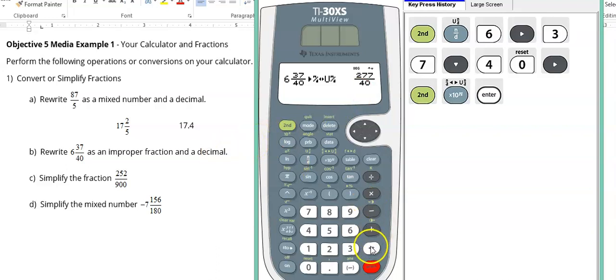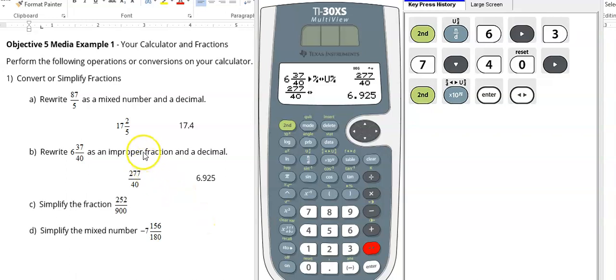Now for the decimal, I can just hit this toggle button. And as a decimal, this is equivalent to 6.925. And I've added our answers here. So there's the improper fraction, and here's the decimal. Okay, let's look at the next one.